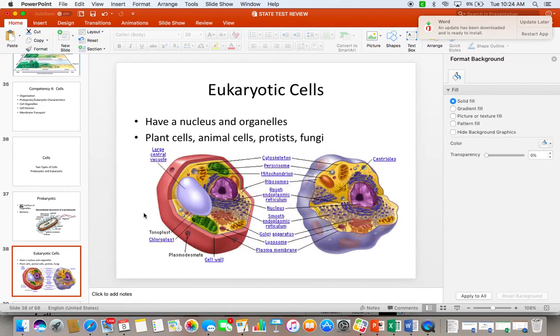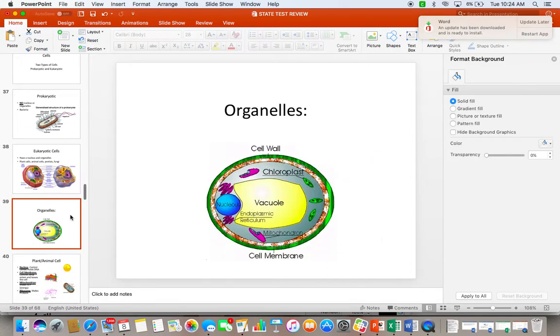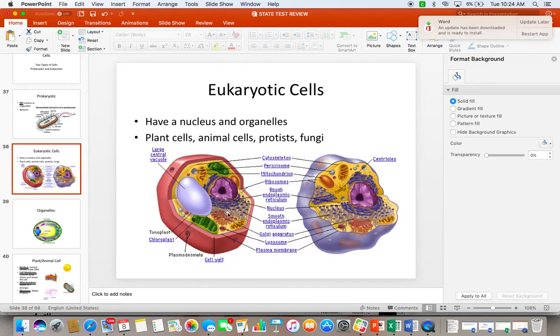Eukaryotic cells, on the other hand, do have a nucleus. They do have organelles, and it includes plant cells, animal cells, protists, and fungi. So the organelles that we need to know, of course, we'll just go back here. Make sure that in your animal cell, you know your nucleus, that's where the DNA is located. The mitochondria, which is right here, carries out cellular respiration. You have the smooth and the rough ER. Rough ER has ribosomes attached to it.